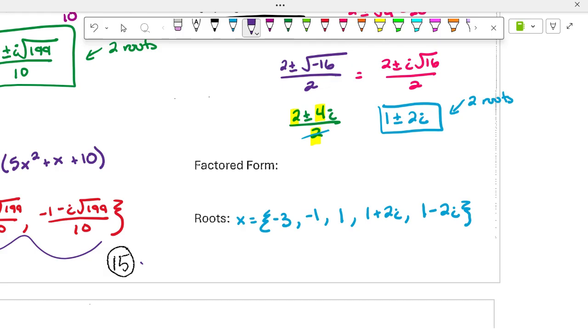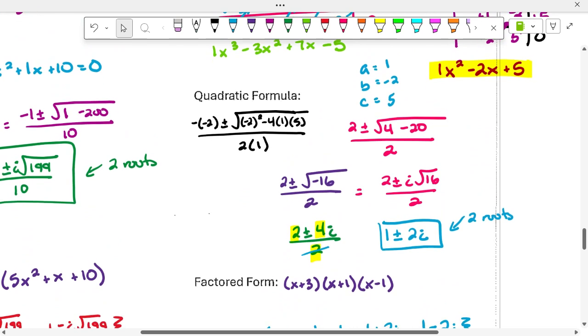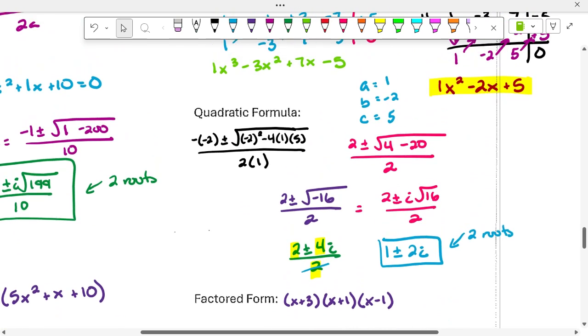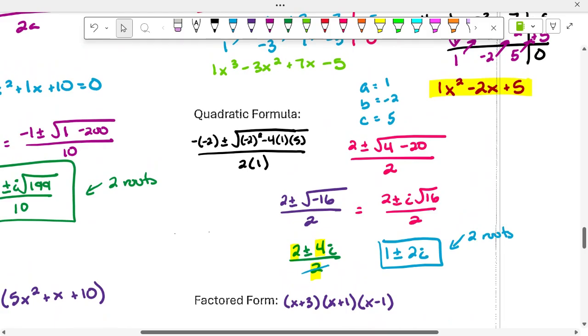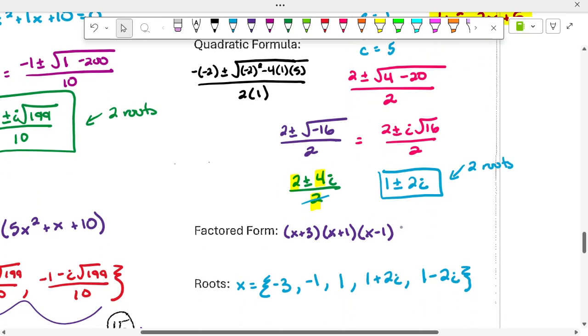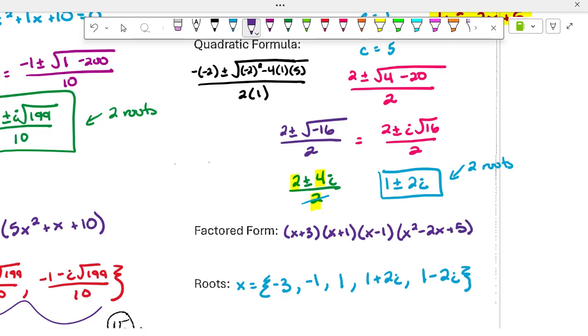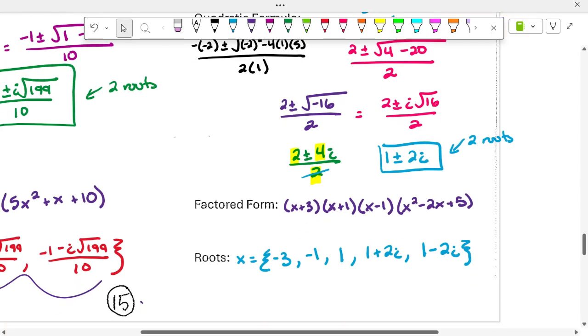Now, factored form. What's -3 as a factor? X plus 3. -1 is a factor. X plus 1. 1 is a factor. X minus 1. And then what do I use for my last factor that will give me the quadratic or the imaginary roots? We use the what? X squared minus 2x plus 5. So we use the original quadratic, then we put the quadratic into the quadratic formula.